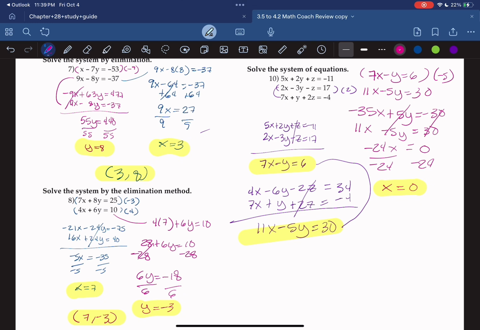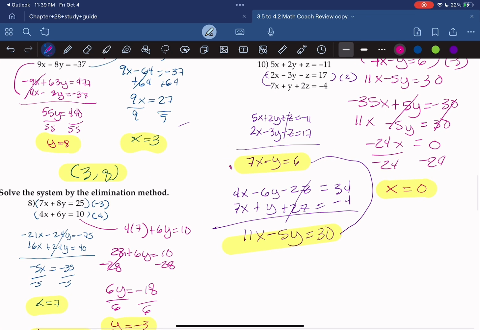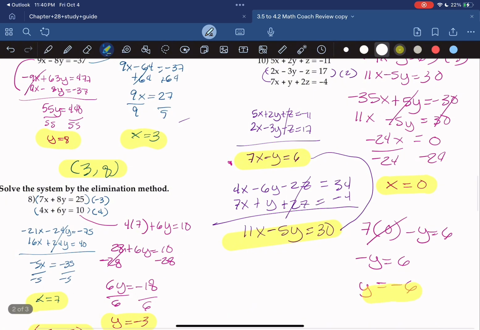Okay, now let's plug it in to find y. Let's plug it in to this equation right here. So 7, we said x was 0, minus y equals 6. 7 times 0 is 0, so negative y equals 6. We can't have a negative variable, so we switch it. Y equals negative 6. That's our answer.